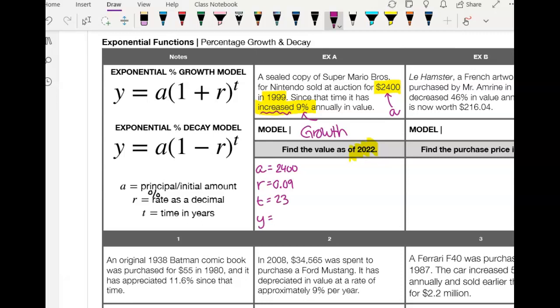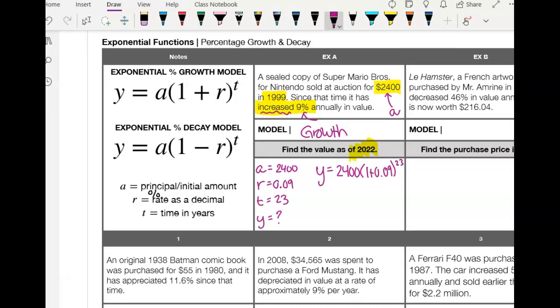All right, and it wants me to know what the value is. So again, this is the output. So when I plug in all of these values here, it's going to produce this. And so that's what I'm looking for. All right, so my output is going to be the value that I get when I plug these numbers in. All right, so I'm going to go ahead and just set up everything according to the formula. 1 plus 0.09 to the 23rd.